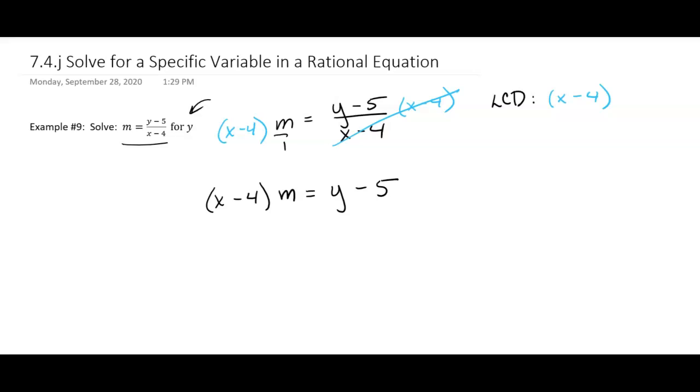Now, I always usually have to look a couple times and say, now what variable am I trying to solve for? I'm trying to solve for y. I would distribute the m here. So I would have mx minus 4m equals y minus 5. So to get y by itself, I just need to add the 5. I need to bring that 5 over to the other side. And that's going to be a plus 5 that we're doing.